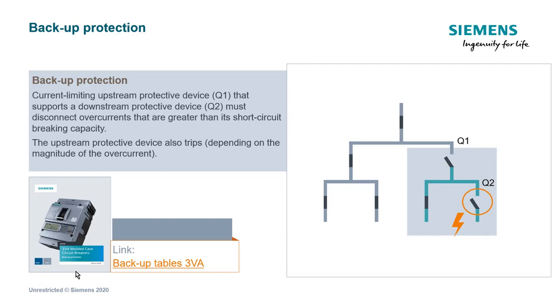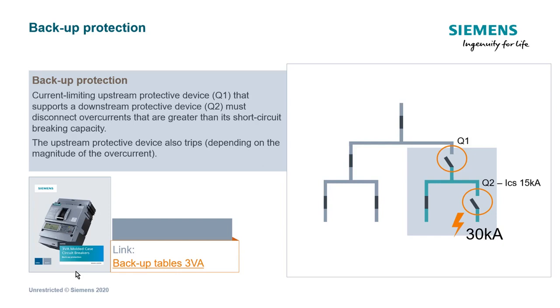Now, what is backup protection? Once again, if we focus on our diagram, imagine that we have a short circuit, and Q2 opens and Q1 also opens, leaving both of them disconnected, meaning we are not being selective when we compare Q1 to Q2. But imagine that Q2 has an ICU of 15 kiloamps, but the highest short circuit current or fault that I can have at this point is 30 kiloamps.